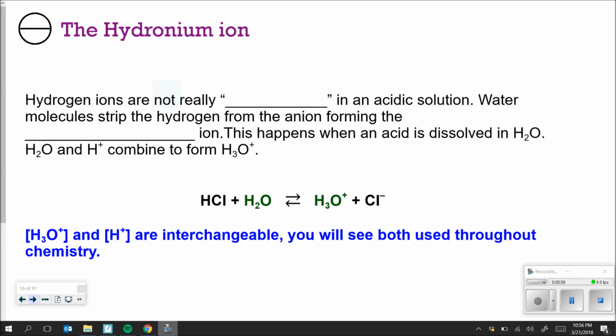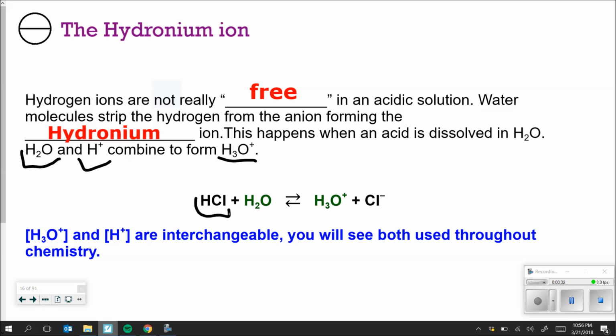In this video, we're going to discuss theory. So we're going to start off by talking about the hydronium ion. Remember, hydrogen ions are not really free in an acidic solution. The water molecules are actually going to strip that hydrogen from the anion, and it's going to form the hydronium ion. This is what happens when you dissolve an acid in water. That water and that hydrogen ion are going to combine to form hydronium.